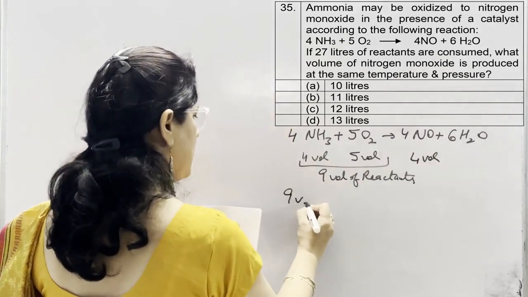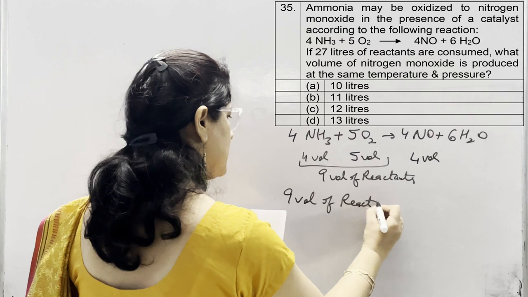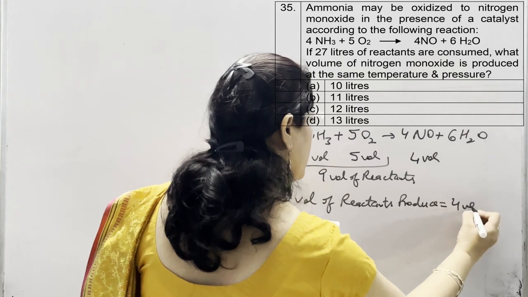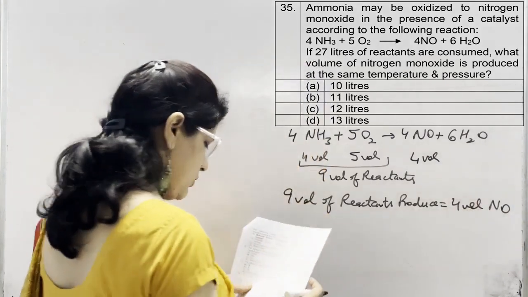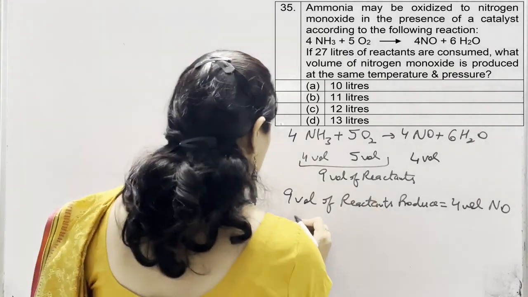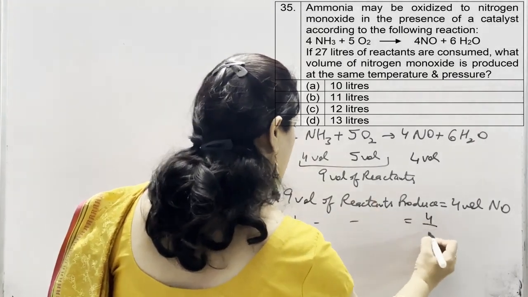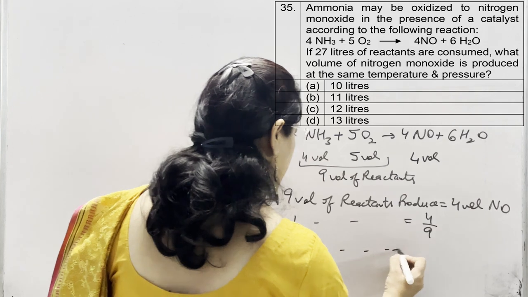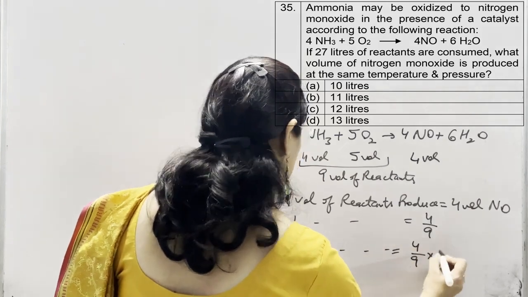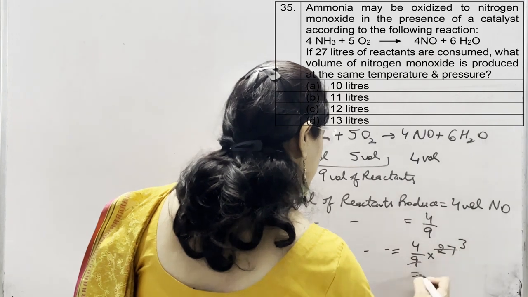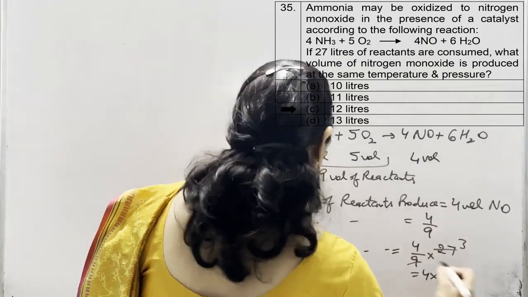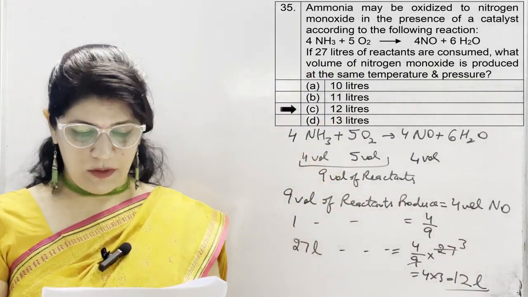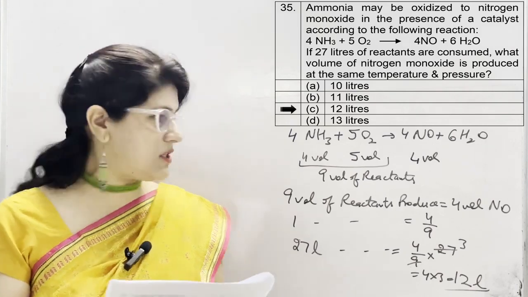So we can write 9 volumes of reactants produce 4 volumes of NO, nitrogen oxide. Then 1 volume of reactant produces 4 upon 9 volume. But the value given is 27 liters of reactant. So they can produce 4 upon 9 into 27. 9 threes are 27, 4 into 3, it means 12. So 12 liters of nitrogen monoxide is produced. So correct option is option number C, which is 12 liters.